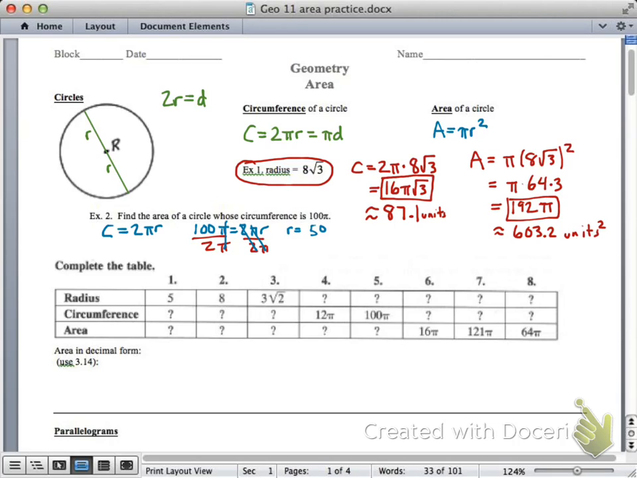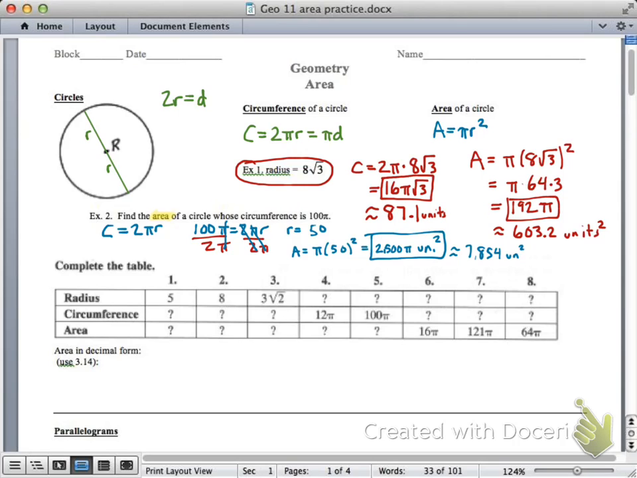So what ends up being the radius is 50 from that. So 100 equals 2 times the radius. So if that's the radius, then we're going to go pi times the radius squared. Pi times 50 squared is 2,500 pi units squared, or approximately 7,854 units squared.